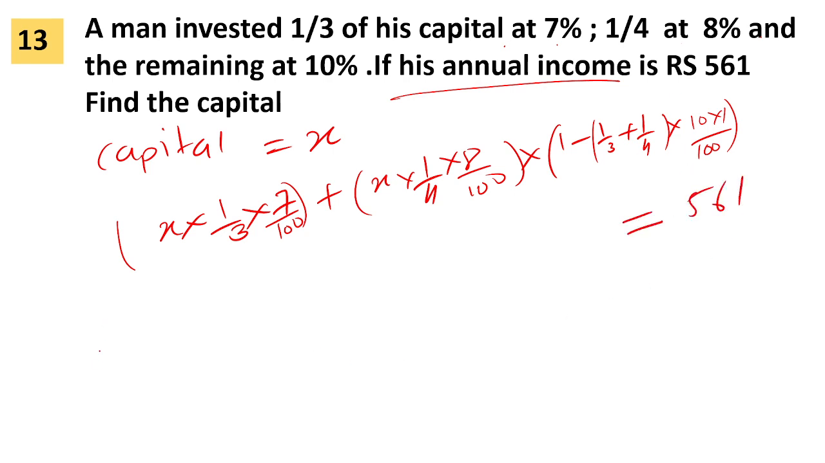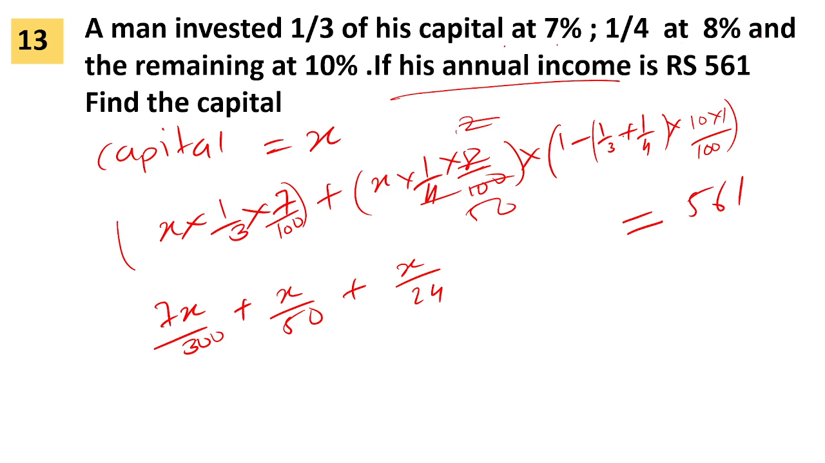That equals 561. After solving this you will get 7x/300 plus x/50, because 4 twos are 250, plus here you will get x/24. After solving this, 1 threes are 4 plus 1, 7/12, 12 minus 1, 5/12. Equal to 561. After solving this equation you will get x as 6600.